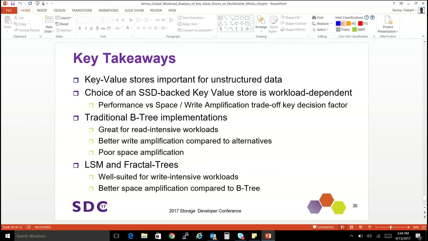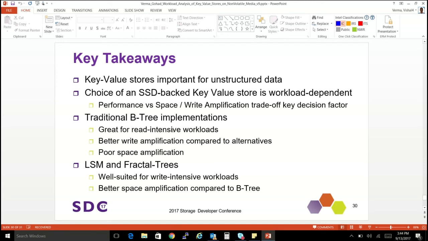We looked at the traditional Btree case, where it's great for read intensive workloads. It has better write amplification compared to the other 2 we saw. It suffers from fragmentation, which causes space amplification in the Btree. And LSM and Fractal trees are well suited for write intensive workloads, as we saw in the performance. And their space amplification was better than the Btree case.